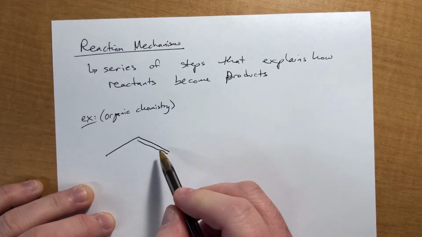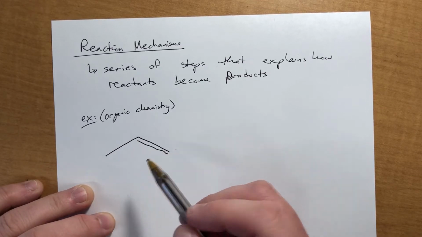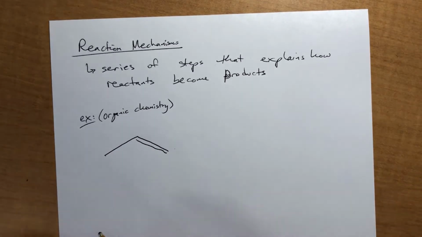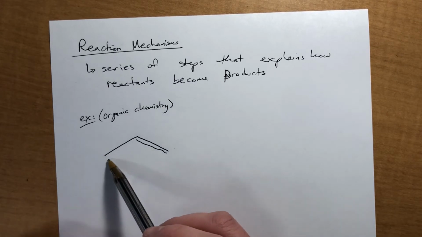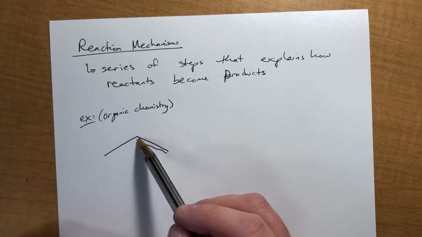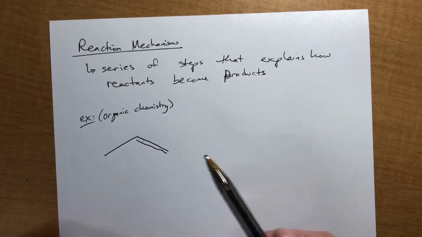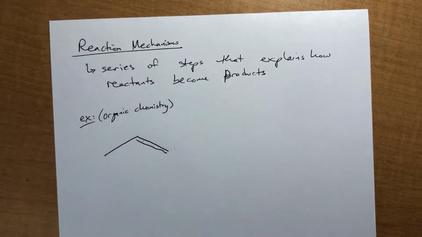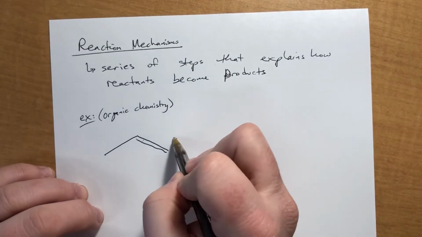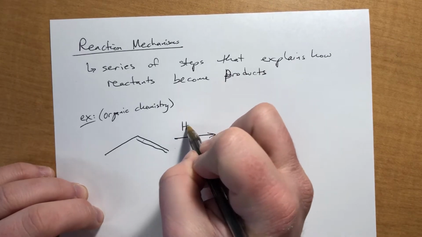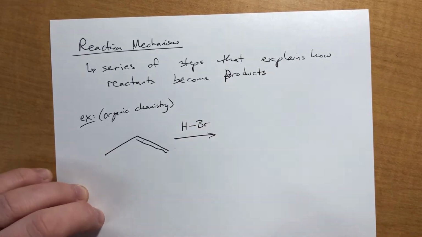And carbons always have 4 bonds, so however many hydrogens you need to make it have 4 bonds. So we have 1, 2, 3 hydrogens here, 1 hydrogen there, because that would be 4 bonds, and then we have 2 hydrogens here. Doesn't really matter because we're ignoring the hydrogens anyway. In organic chemistry, what you would do is you would provide this with another reactant.